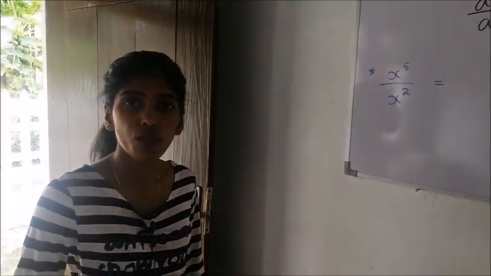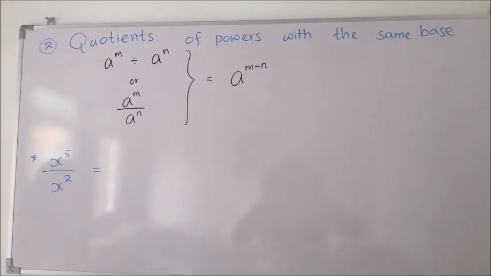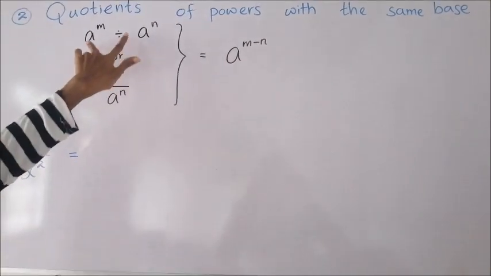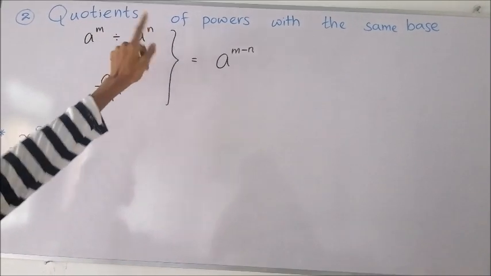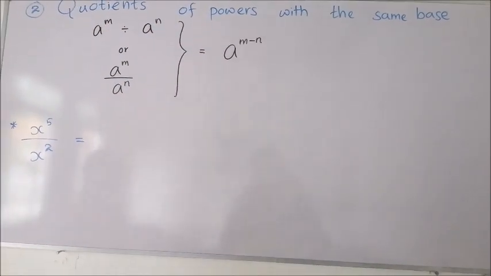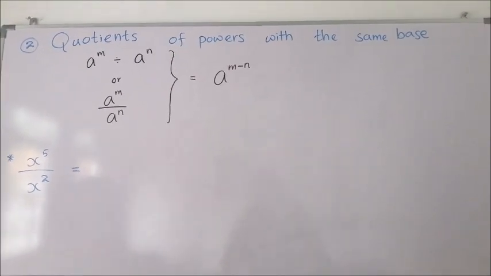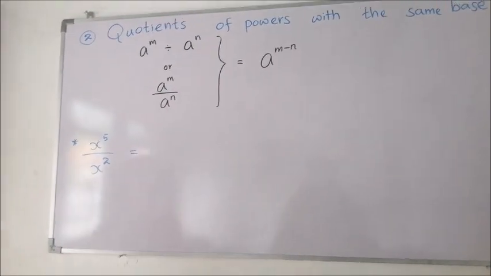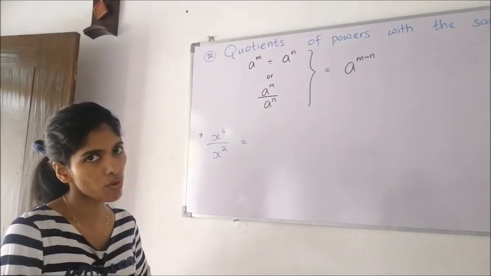Now we will go to the second part, quotients of powers with the same base. Right. See, same base powers can be seen. A to the power m is divided by a to the power n. Here we talk about division. Earlier we talked about multiplication. Product means multiplication. There we added the indices. Here two powers are divided. If it is division, we need to subtract the powers, remember.